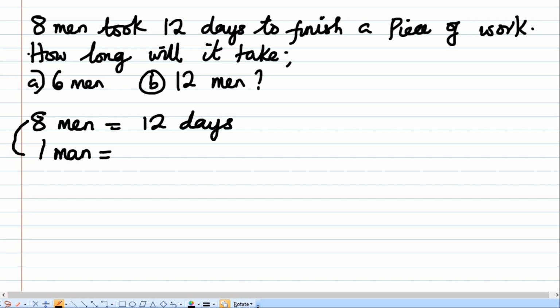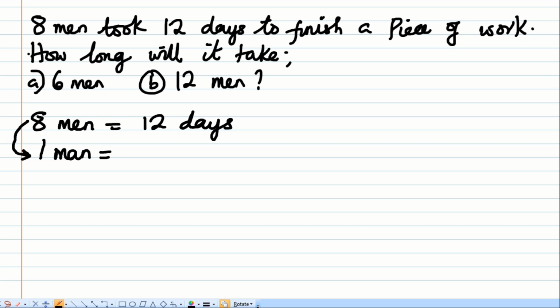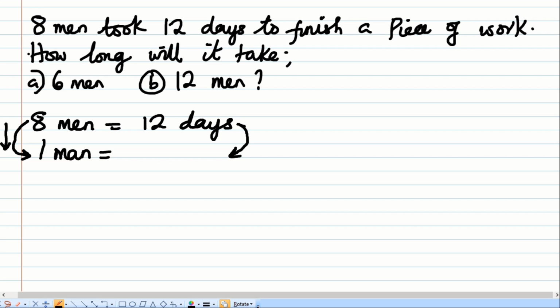Well, you see that the number of men has reduced, right? From 8 to 1. What do you think will happen? When 8 men are working and it takes them 12 days, 1 man should take more days, right? Because he's doing what 8 men will do in 12 days, only him, it takes more days. So you see that the days are going to increase. As the number of men is going down, the number of days is going up. So that means this is an indirect proportion.